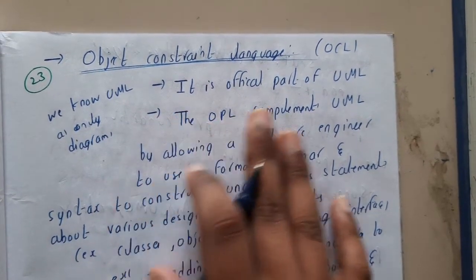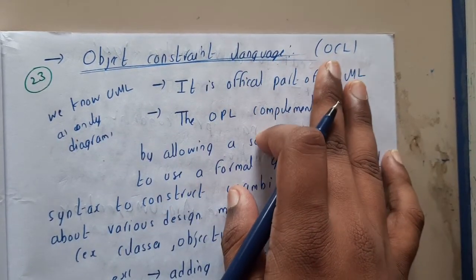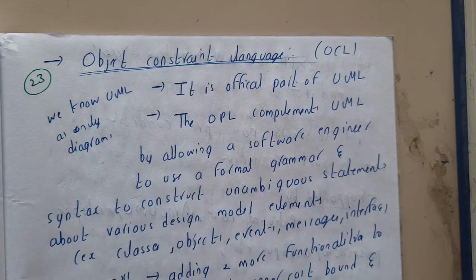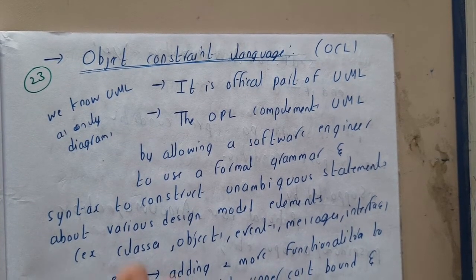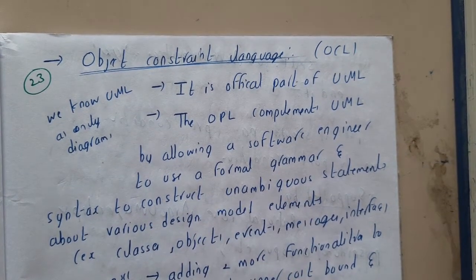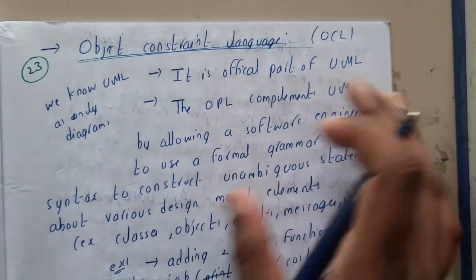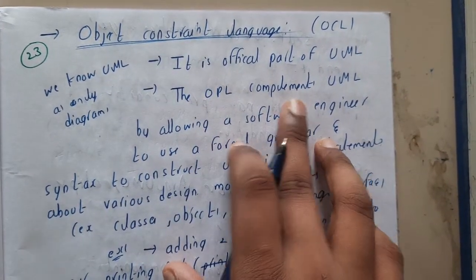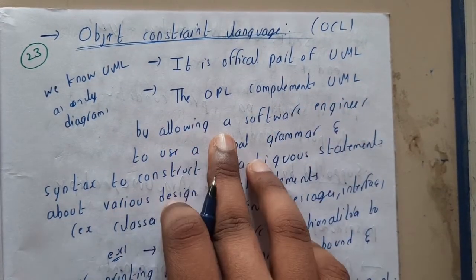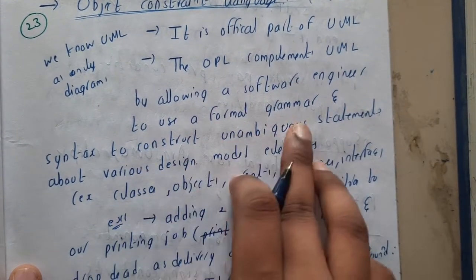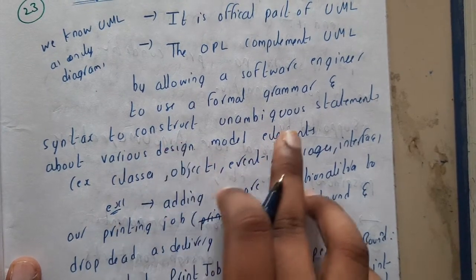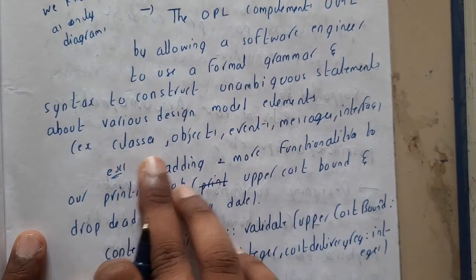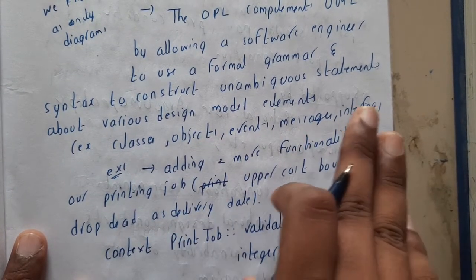Basically, it is popularly called OCL, guys. We know UML diagrams, right? This is similar to that, but with respect to object oriented. It is the official part of UML. The OCL complements UML by allowing a software engineer to use a formal language syntax to construct unambiguous statements about various design model elements like class, object, events, messages, interfaces.